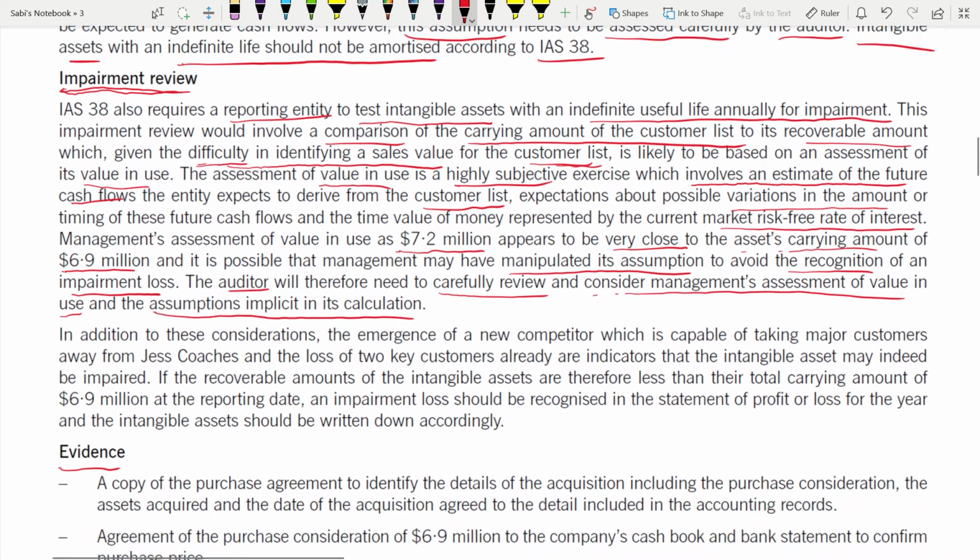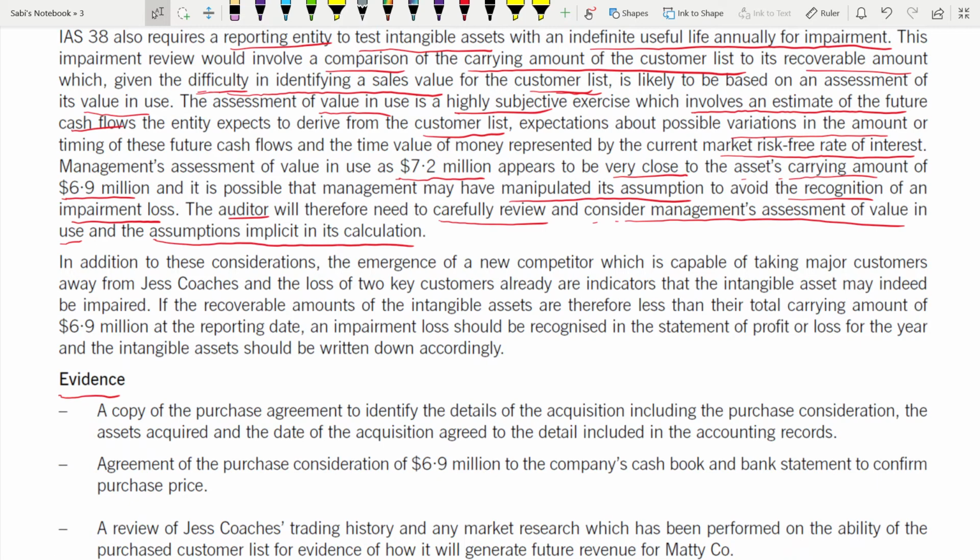Now, in addition to these considerations, there was another issue. What was it? A new competitor. There was an emergence of a new competitor. So you have to talk about this also, but in a separate paragraph. Okay, make sure that they are in separate paragraphs. This competitor is capable of taking major customers away from you, and there was the loss of the two key customers.